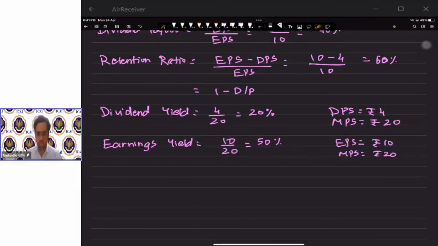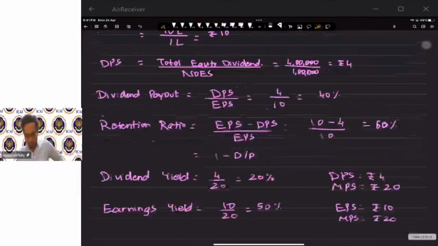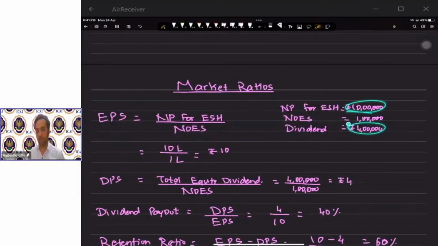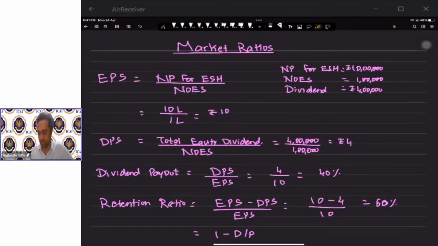Mr. Mahesh is asking what is retention. Retention means what the company is retaining with itself. For example, out of 10 lakh, the company has paid out 4 lakh as dividends. It means the company has retained 6 lakh with itself. Or you can say per share, the company is having 10 rupees earnings, out of which it is paying out 4 rupees as dividend. So they are basically retaining the balance 6 rupees, and that 6 rupees is the 60%.